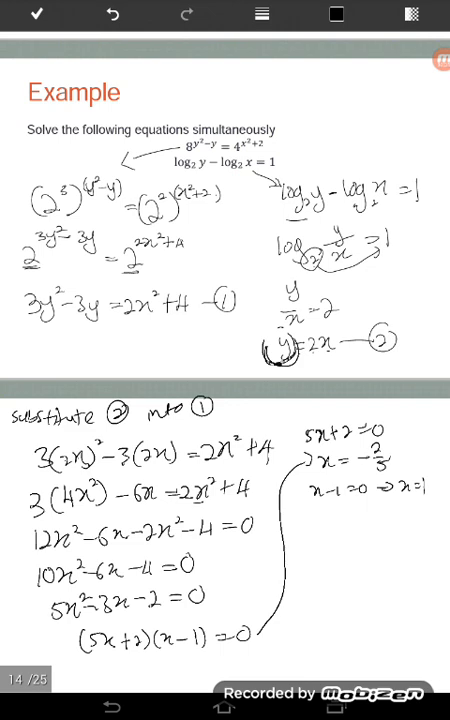Okay, after you obtain x, we search the value for y. And again here x, this one is negative 2 over 5. Okay, so if substitute here, log negative 2 over 5. So inside the log we cannot take the negative number. So this one kita tak ambil lah. So we take this one, x equal to 1. So x equal to 1, y equal to 2 times by 1, which is equal to 2. So the answer is 1 lah. So we have x equal to 1 and y equal to 2.